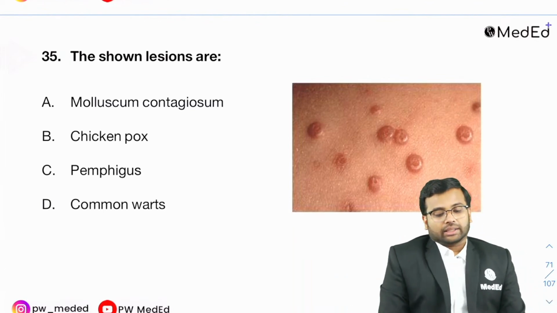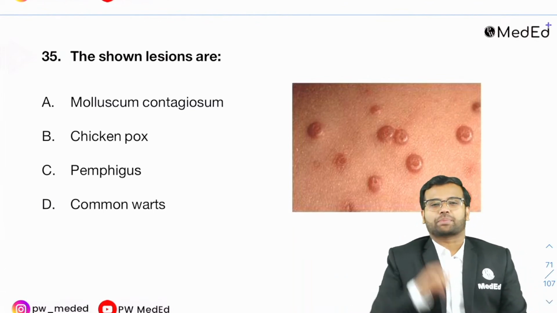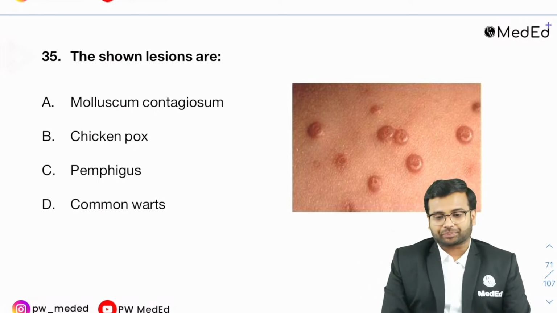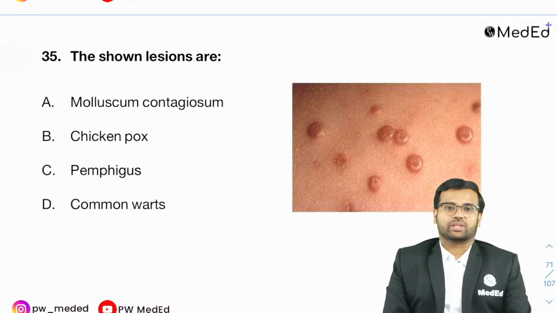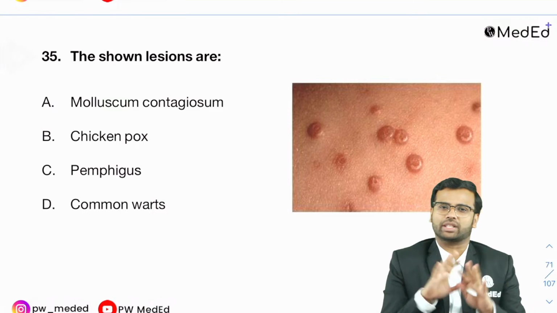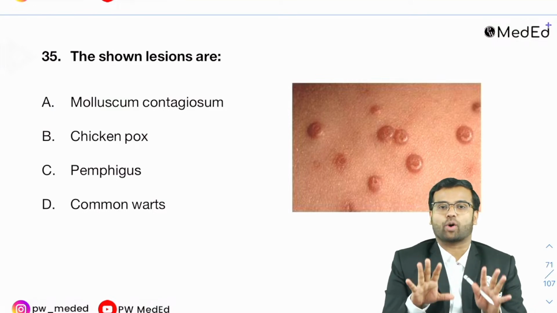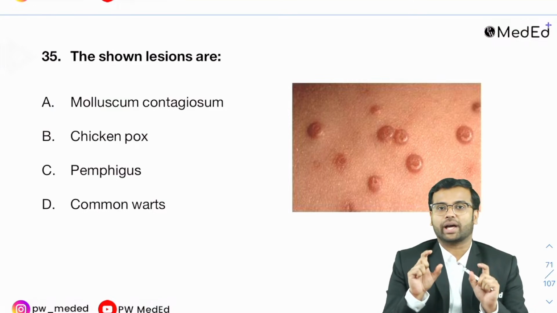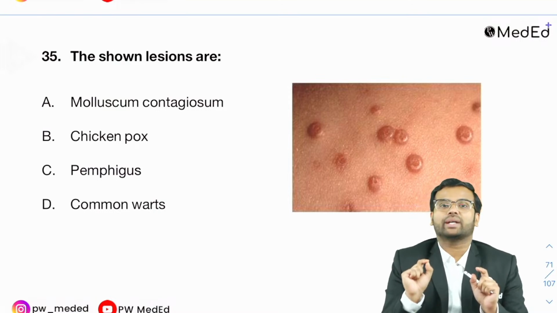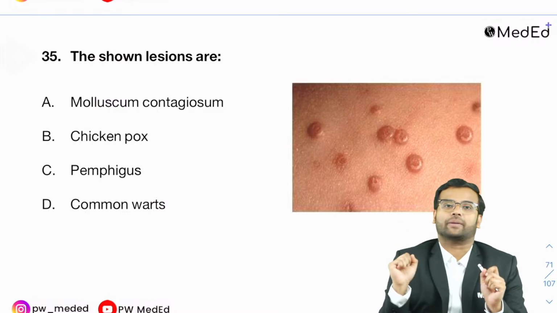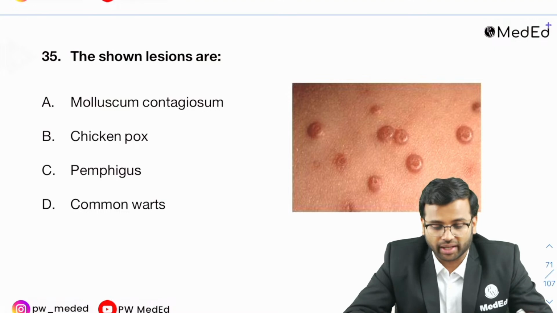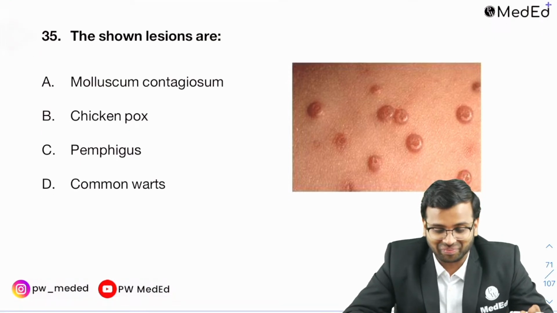Now, the shown lesions, it's a spot diagnosis. So you can see multiple papular lesions are given. Now, what is the diagnosis? If you start observing these lesions very carefully, it is very easy to understand the diagnosis. What is the peculiarity of these papules? Multiple papules can be seen, and you can see that there is a dip in the center. So this is called central umbilication.